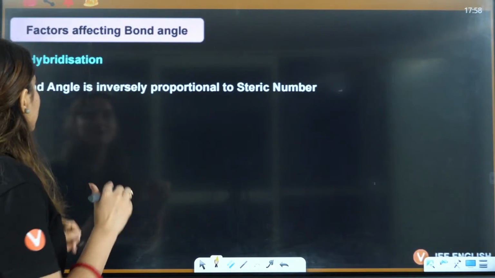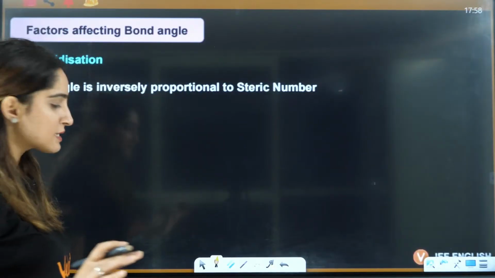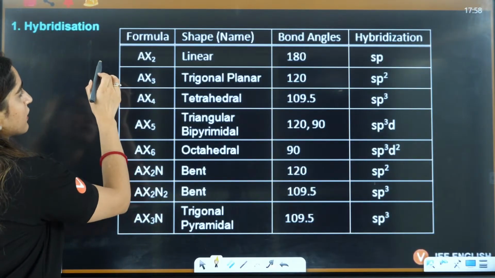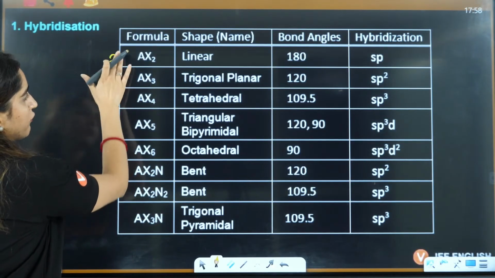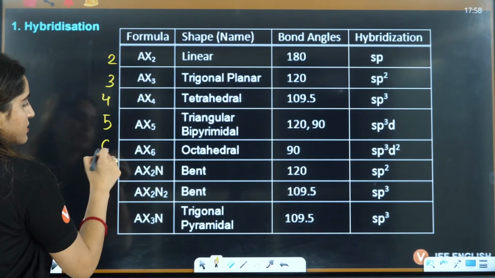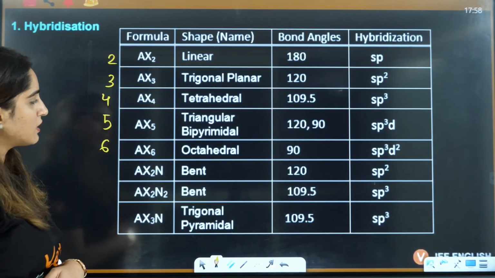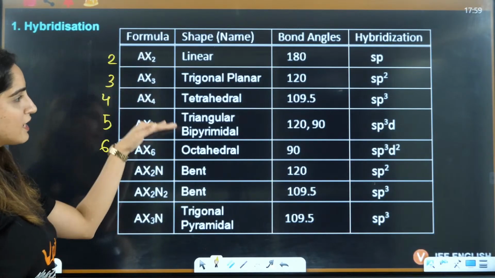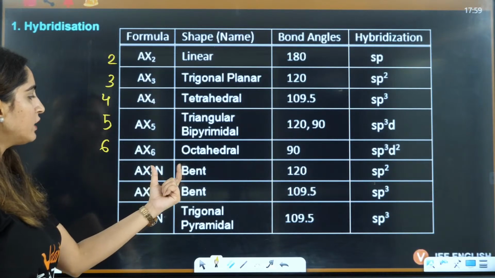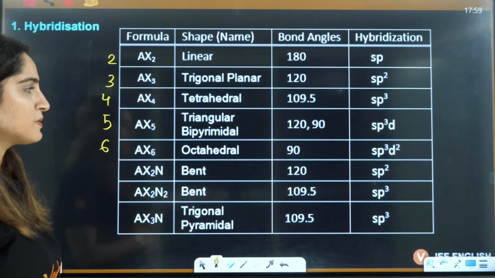So based on hybridization, bond angle is inversely proportional to the steric number, right? That means, as you can see here, steric number is increasing. Here steric number is 2, 3, 4, 5, 6, right? Can you see here it is decreasing, right? So till here there was no lone pair, based on that it was decreasing, right? In bent V there is lone pair, that criteria is different, lone pair something happens here.